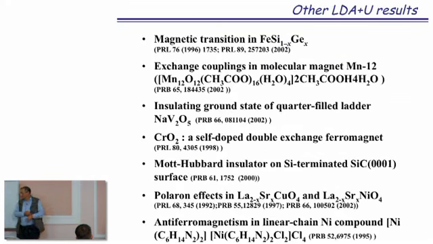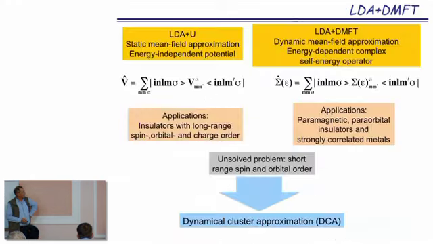So that's other results of LDA plus U: iron silicide, then molecular magnets, ladders, and so on. So just to show how pretty strange and interesting materials could be described.